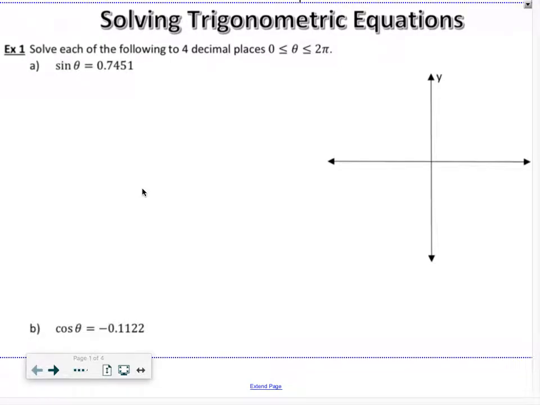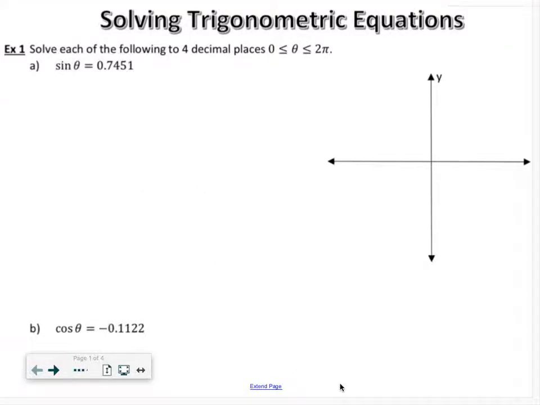Okay, so solving trig equations. When we're solving trig equations, this is exactly the same as what you guys would have done last year. All we're doing now is using radians instead of degrees. So here it says to solve each of these to 4 decimal places between 0 and 2 pi. So that's just like exactly the same as between 0 and 360.